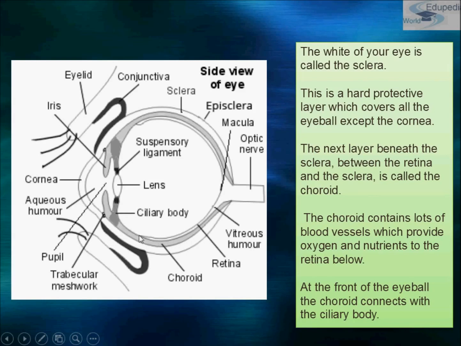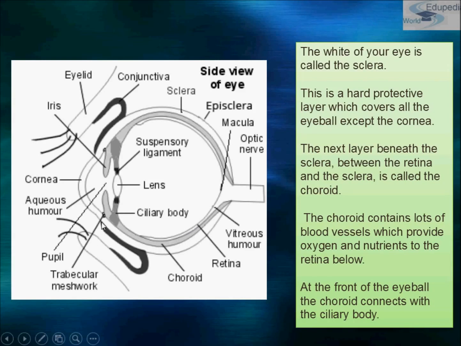And what does a choroid do? This layer is pigmented and highly vascularized. This prevents the internal reflection of light, which might reduce the resolution. The choroid contains a lot of blood vessels, which provide oxygen and nutrients to the retina below, because the retina lies just below, right? This is your retina and this is your choroid.